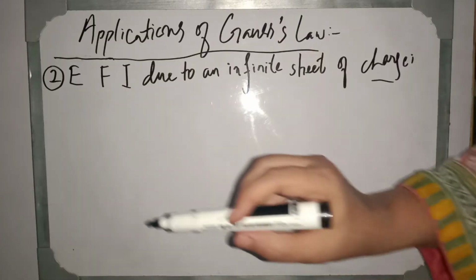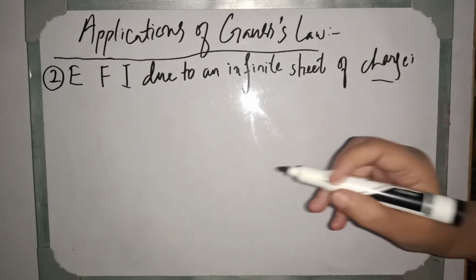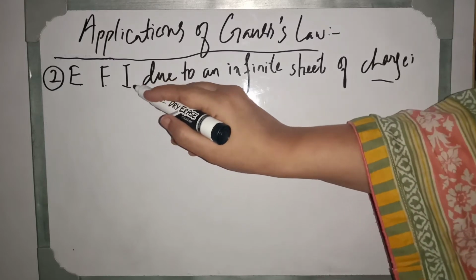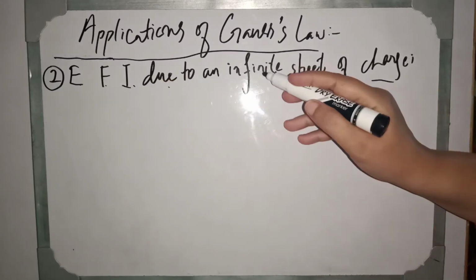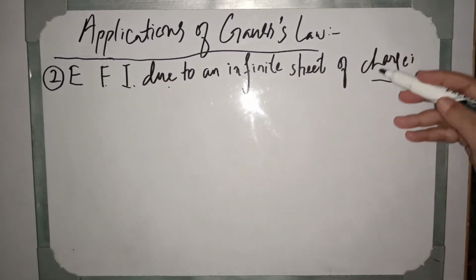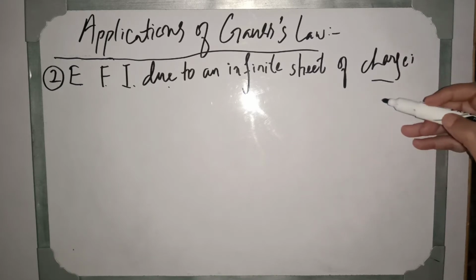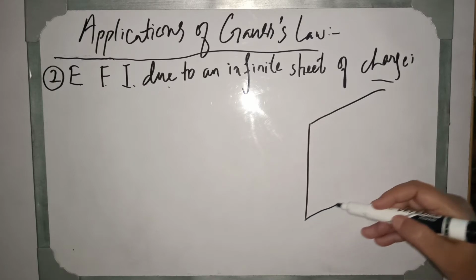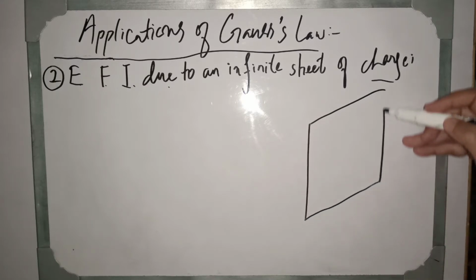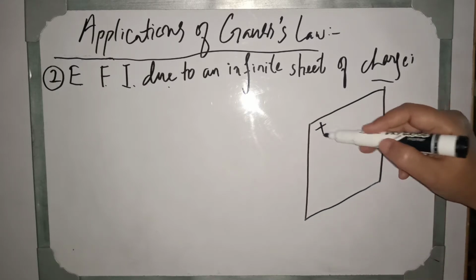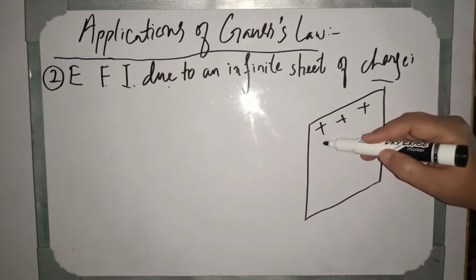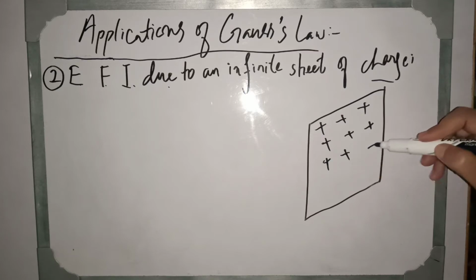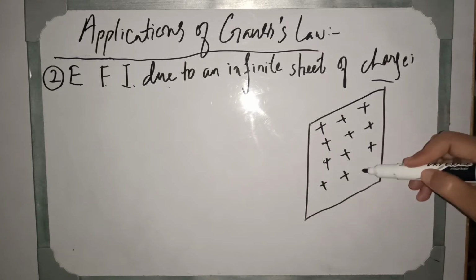Now our topic is the second application of Gauss's law, and the second application of Gauss's law is electric field intensity due to an infinite sheet of charge. First of all, I will draw the diagram like this. Suppose this is an infinite sheet of charge with a uniform charge distribution like this. So this is an infinite sheet of charge.